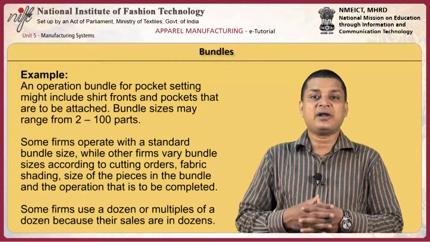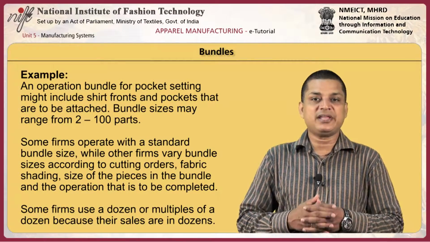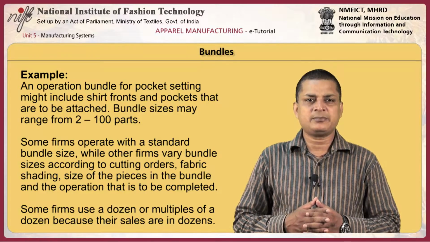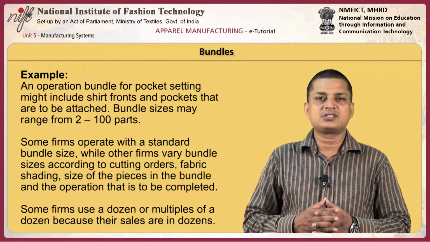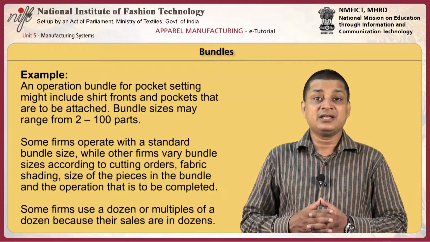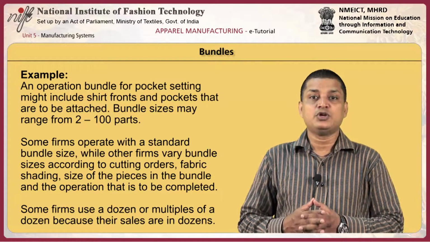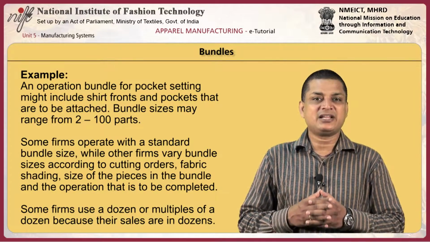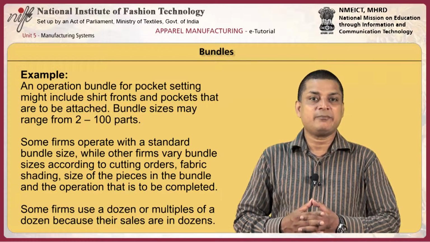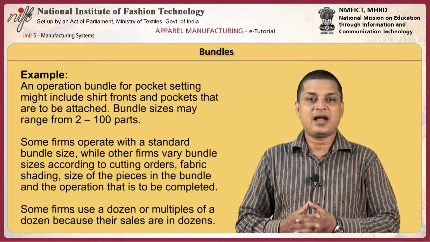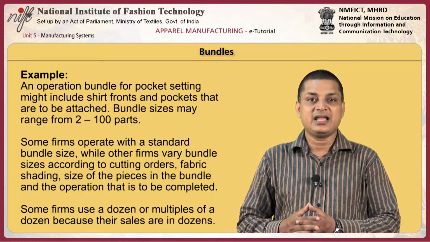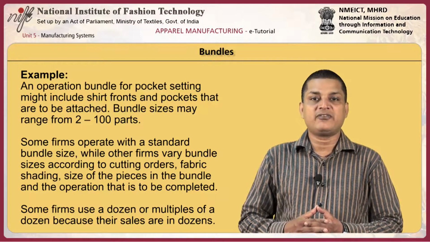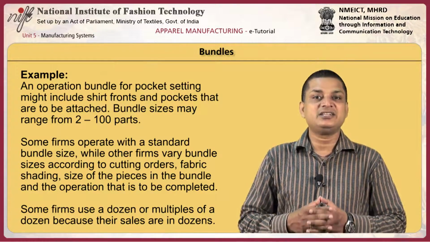Bundles consist of garment parts needed to complete a specific operation or garment component. For example, an operation bundle for pocket setting might include shirt front and pocket that are to be attached. Bundle sizes may range from 2 to 100 parts. Some firms operate with a standard bundle size, while other firms vary bundle sizes according to cutting orders, fabric setting, size of the pieces in the bundle, and the operation that is to be completed. Some firms use a dozen or multiple of a dozen because their sales are in dozens.